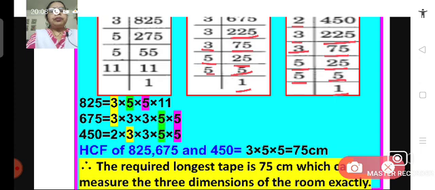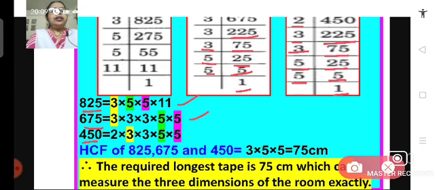So what are the prime factorizations of these 3 numbers? 825 is equal to 3 into 5 into 5 into 11. And 675 is equal to 3 into 3 into 3 into 5 into 5. And 450 is equal to 2 into 3 into 3 into 5 into 5.